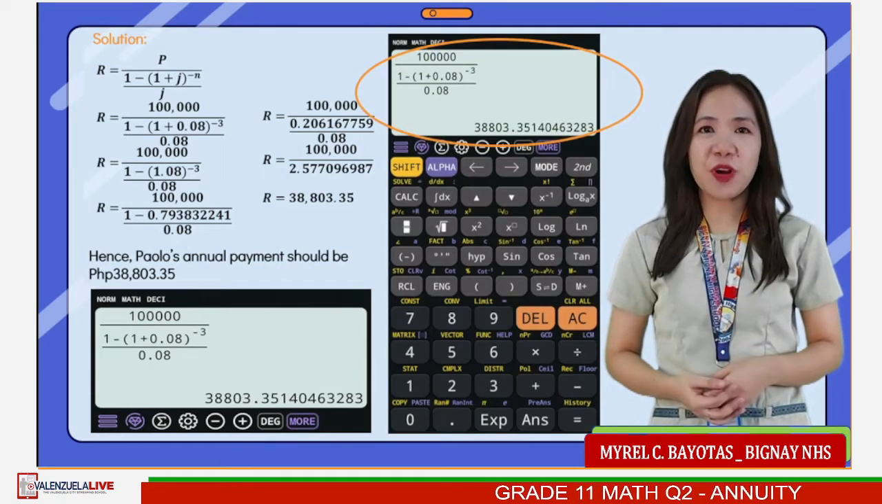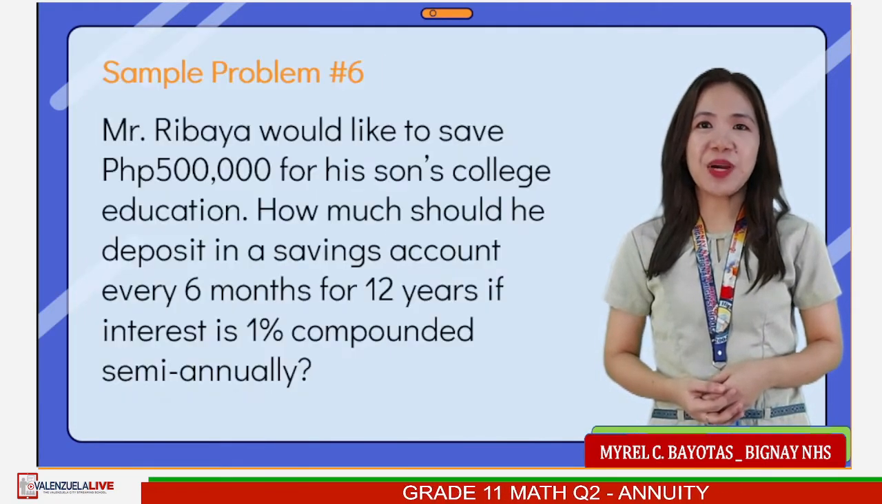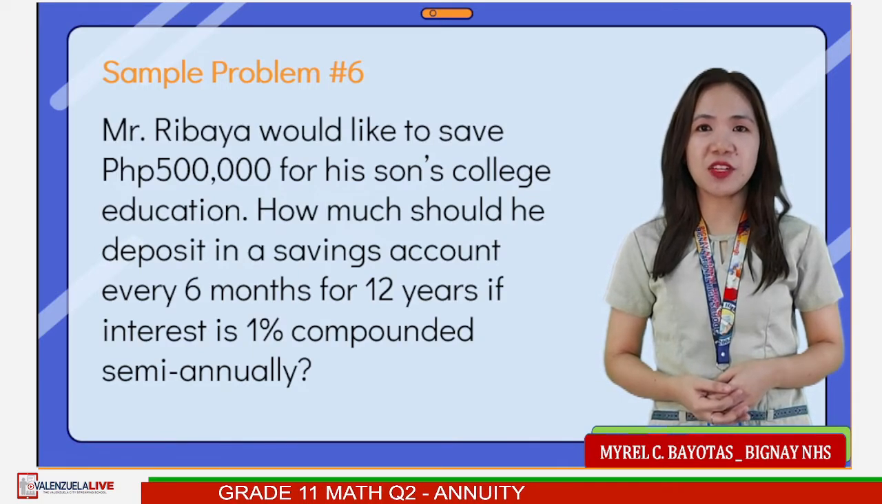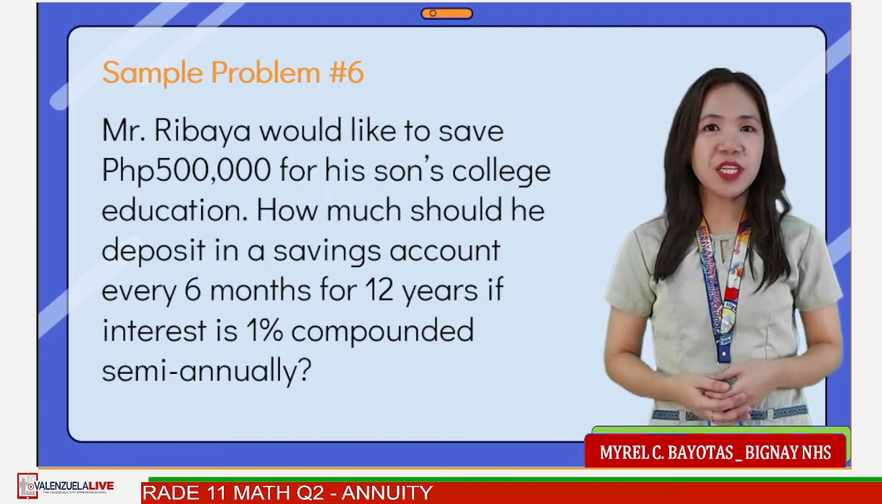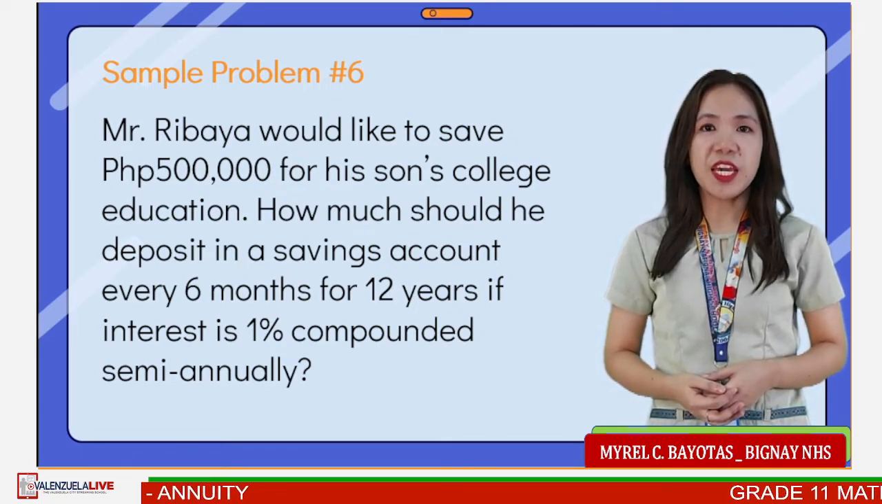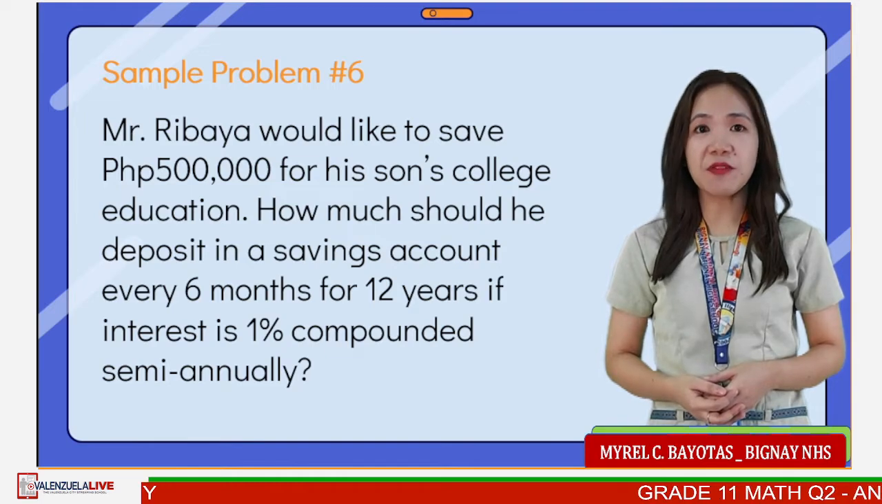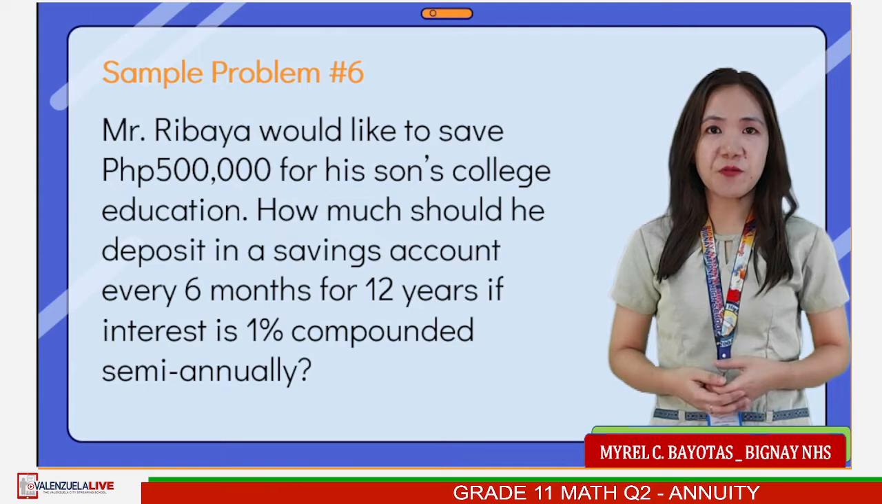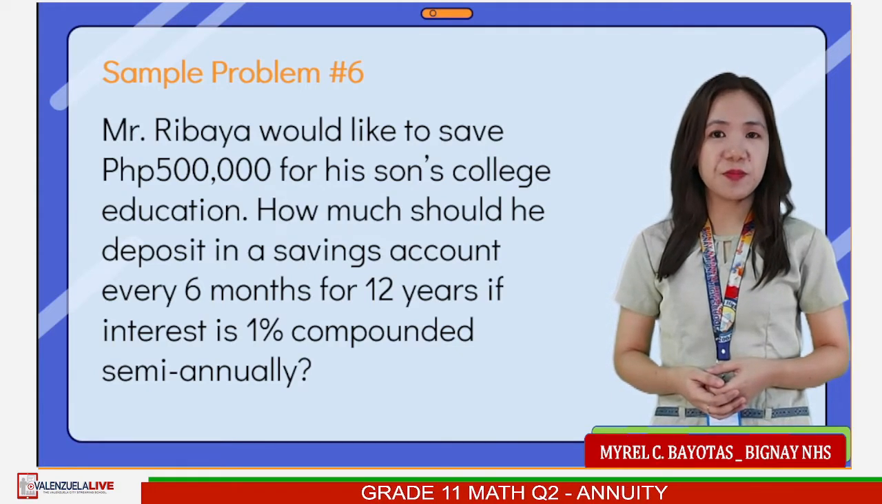Here's the last sample problem for today. Mr. Ribaya would like to save 500,000 pesos for his son's college education. How much should he deposit in a savings account every 6 months for 12 years if interest is 1% compounded semi-annually? Can you compare problem number 5 and problem number 6?